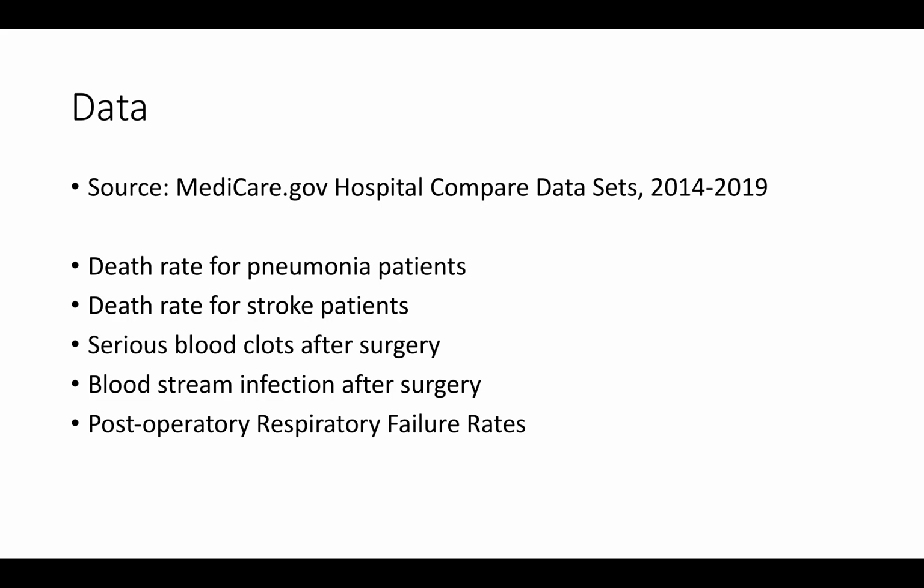And so we're also looking at 3 measurements related to surgery, such as serious blood clots from surgery or after surgery, bloodstream infection after surgery, and post-operative respiratory failure rates. These 3 measures come directly from community concerns over the quality of care that they're getting in such a rural area. And in particular, we're looking at hospital-related events that are complications from having surgery at this hospital, as opposed to another hospital that these patients might be able to go to.